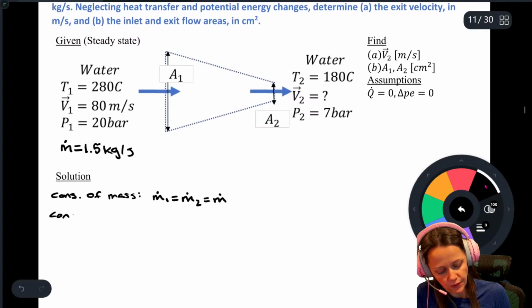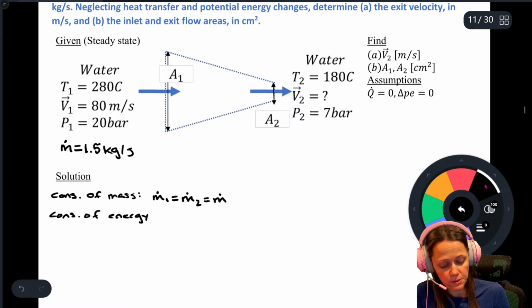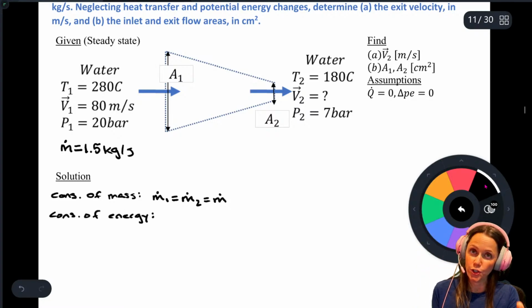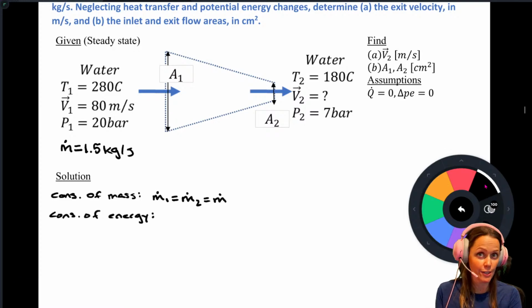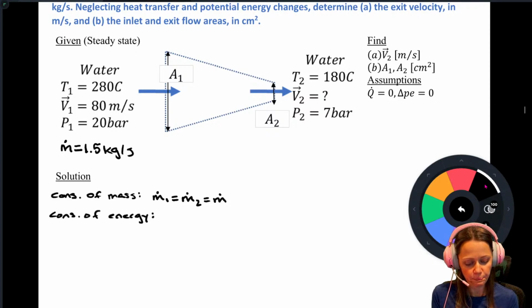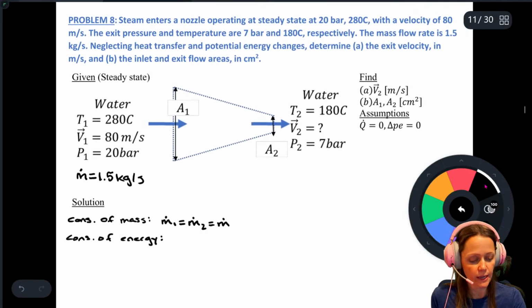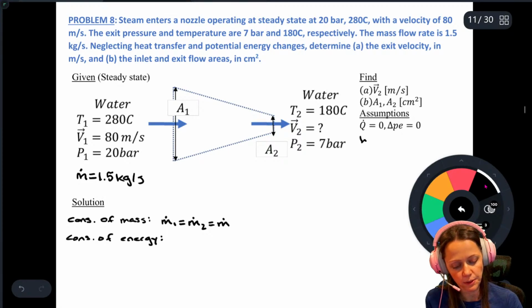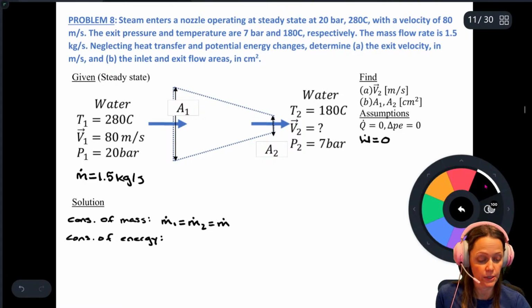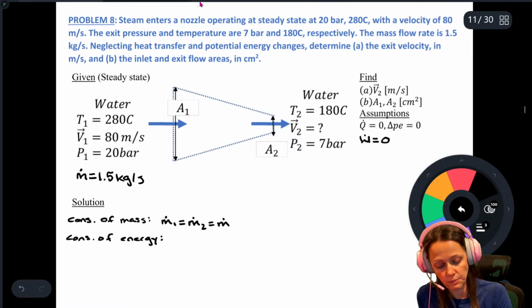And then your conservation of energy. For all of these problems, whether you write it down and show things crossed out or not, that's where you need to start. Apply your conservation of mass and conservation of energy. At minimum, that's what you're going to need to do. So conservation of energy, which we just saw a few minutes ago: if we say Q dot is equal to 0, W dot is equal to 0, and potential energy changes are equal to 0, because those are the typical assumptions.